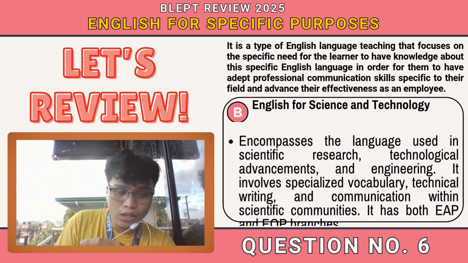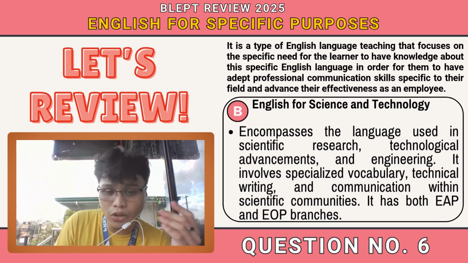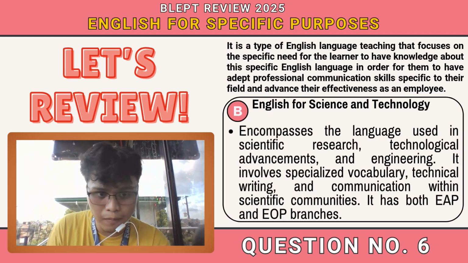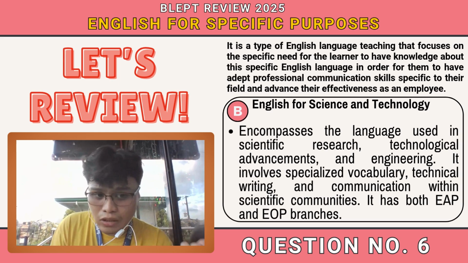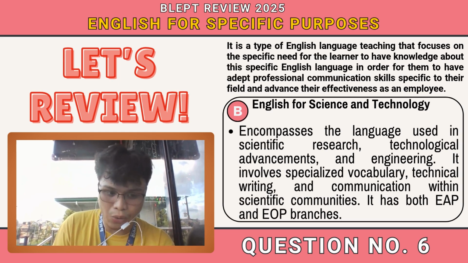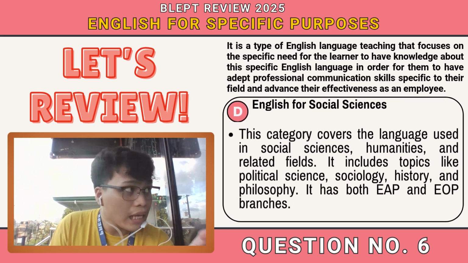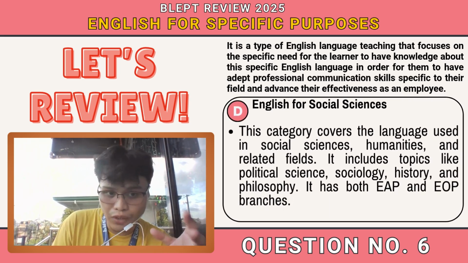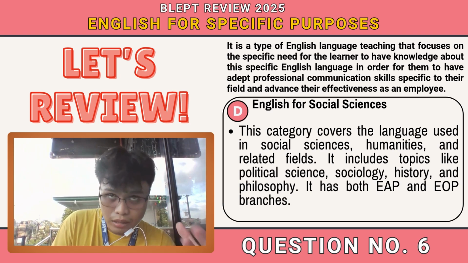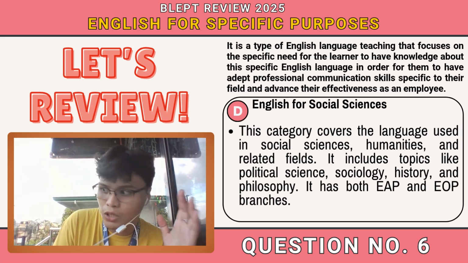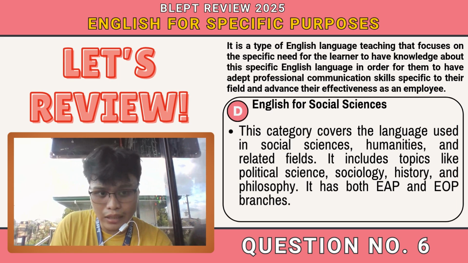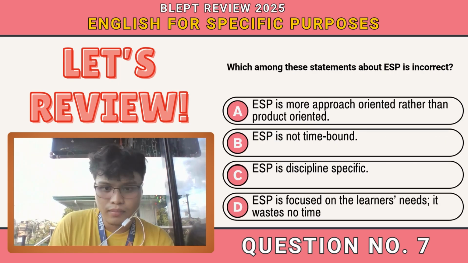English for Science and Technology, again, is an immediate branch. It talks about research, scientific vocabulary, etc. It also has its own EAP and EOP. ESS, or English for Social Science, talks about politics, philosophy, religion, sociology, archaeology, etc. Again, it has its own EAP and EOP.